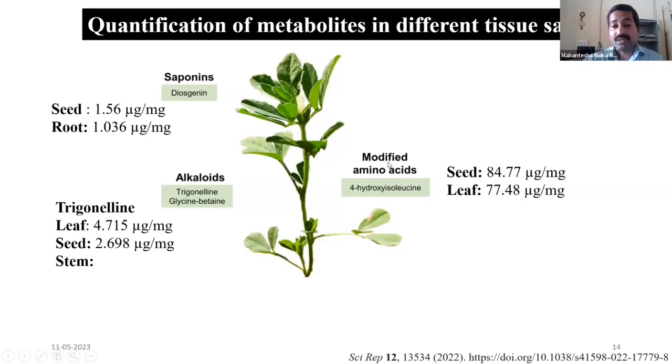And if you look into 4-hydroxyisoleucine, it is found at 84.77 microgram per milligram. That is the quantity of this particular compound in the tissues. And for trigonelline, in the leaf it is found at 4.71, and in the seed it is 2.6. What it indicates is that the trigonelline compound, in this particular variety, is found more in the leaf compared to the seed.